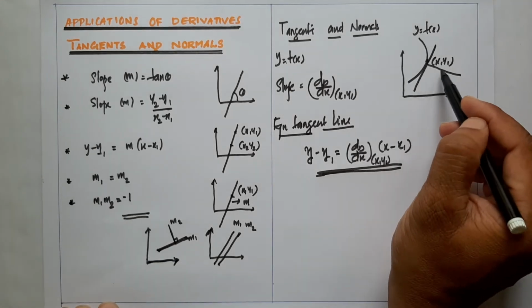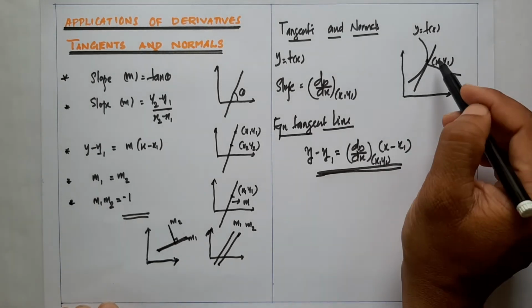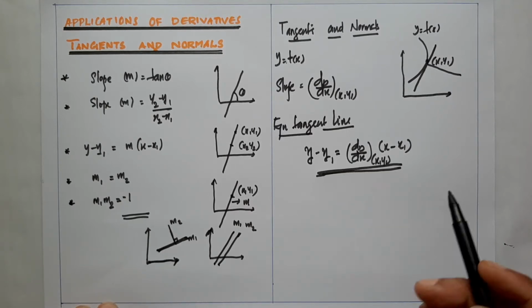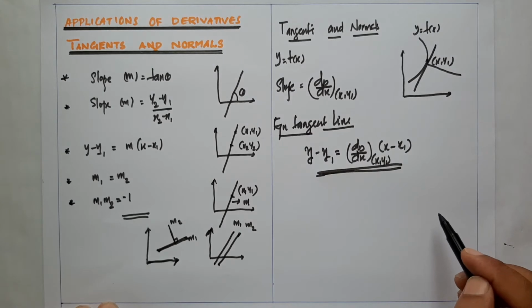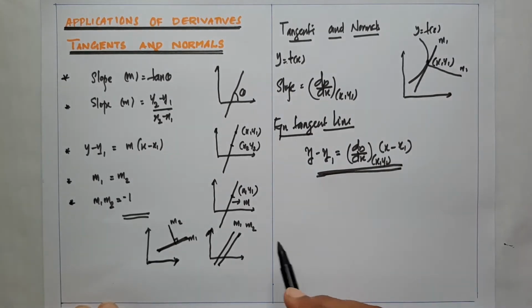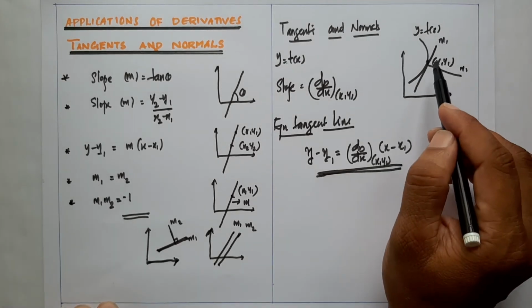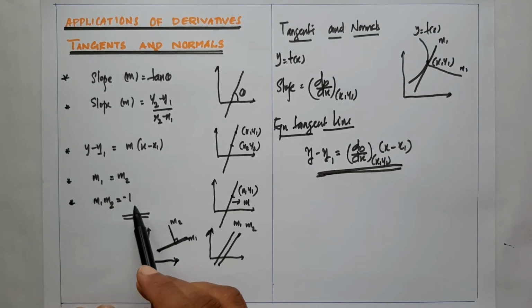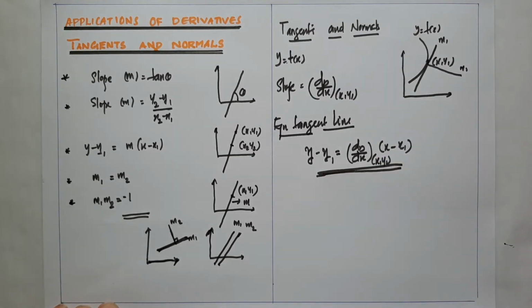Now we find the equation of the normal line. You know these two lines are mutually perpendicular, and when two lines are perpendicular, the product of the slopes is minus 1. Suppose this line's slope is m1 and this line's slope is m2. If the slope of one line is given, the slope of the second line is the negative reciprocal, because m1 into m2 is equal to minus 1.